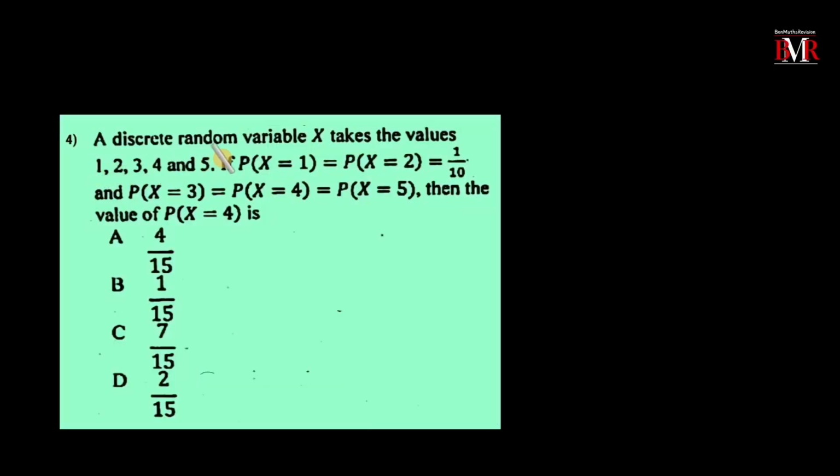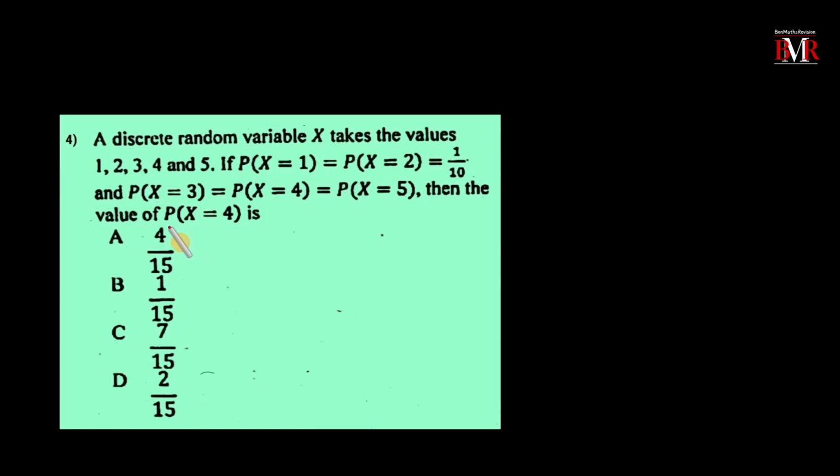Number 4. A discrete random variable x takes the values 1, 2, 3, 4, and 5. If the probability of x equals 1 is equal to the probability of x equals 2 and is equal to 1 over 10, and the probability of x equals 3 is equal to the probability of x equals 4 is equal to the probability of x equals 5, then the value of p of x equals 4 is A 4 on 15, B 1 on 15, C 7 on 15, D 2 on 15.